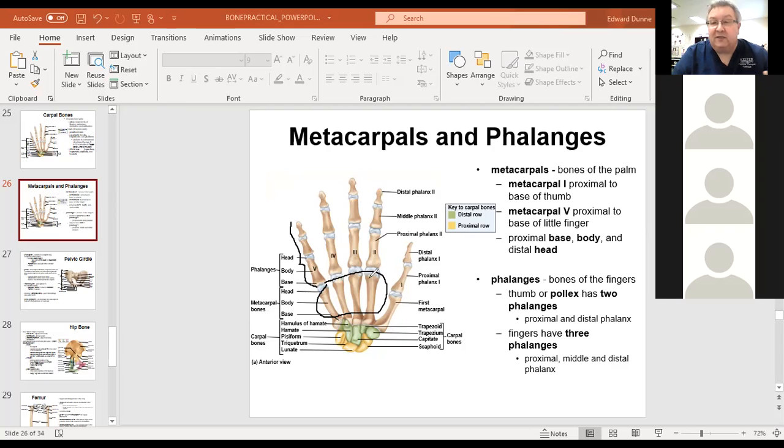So the joints that you will eventually need to know: CMC, carpal metacarpal; the MCP, metacarpal phalangeal, the knuckles; the PIP and the DIP, proximal interphalangeal and distal interphalangeal joints.